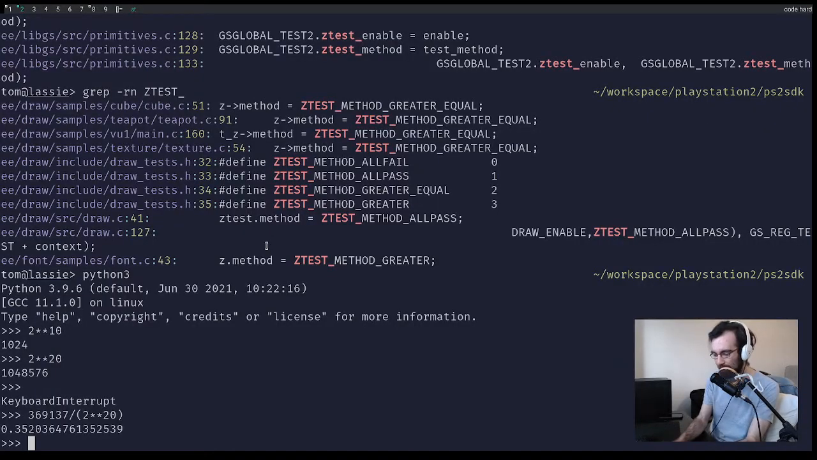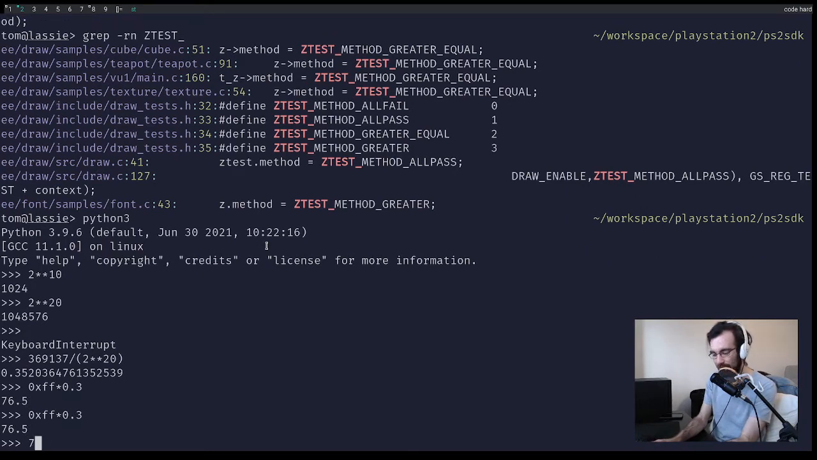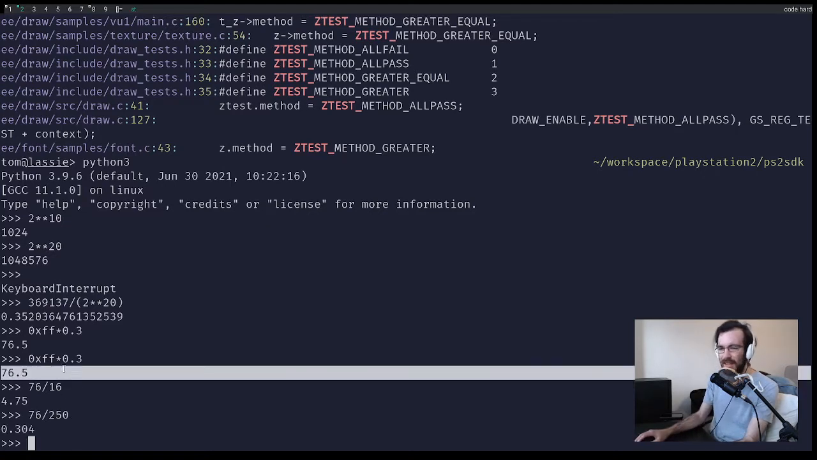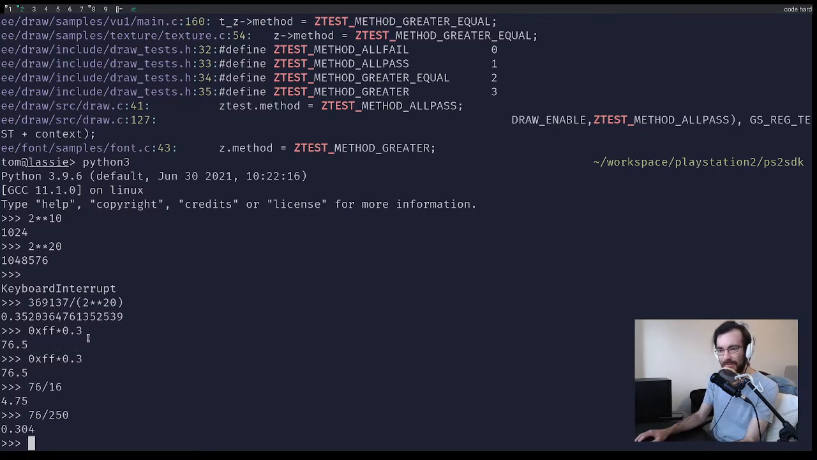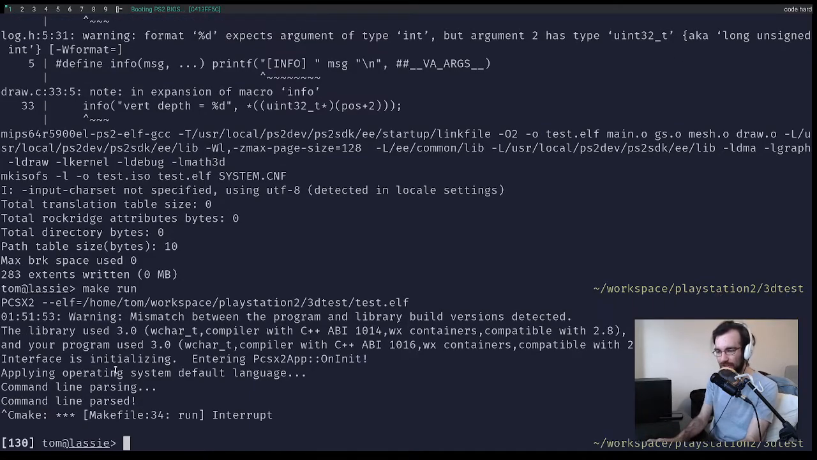But then if we multiply 0xff by 0.3, we get, so what's 76 in hex? 76 in hex is 4C. So it's 76 out of 255. I don't know. So it's like a third of the way to red, right? So we should see some red.